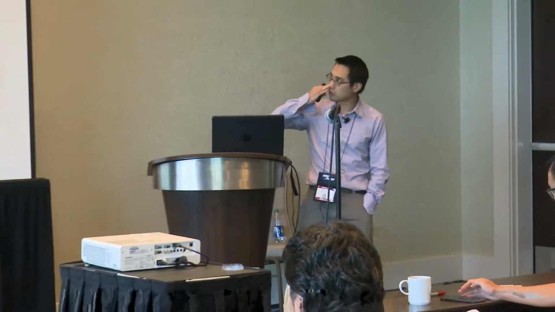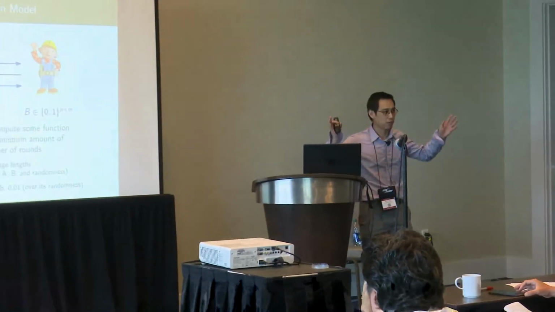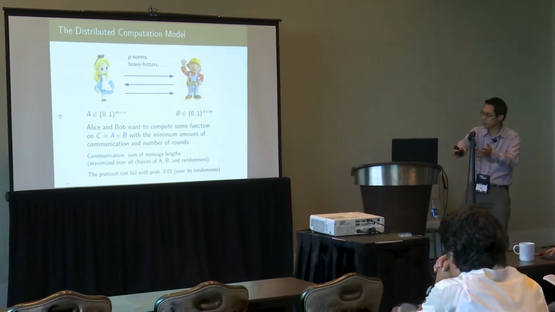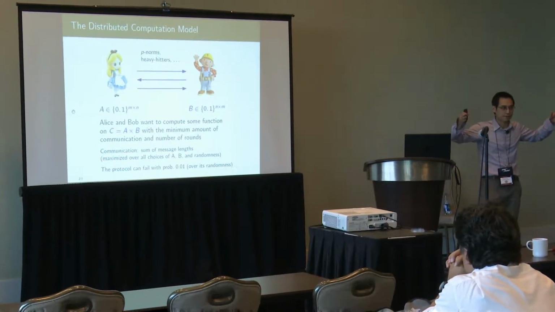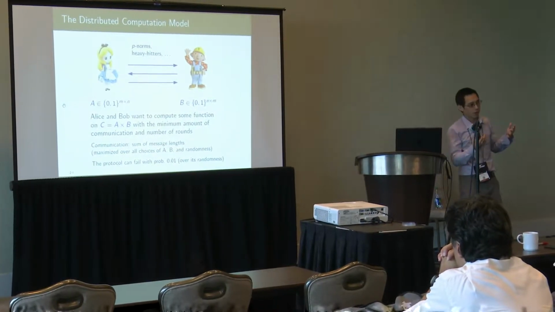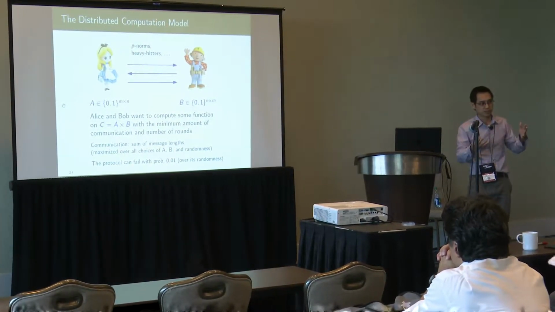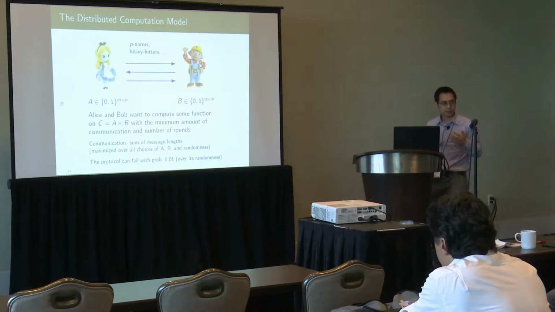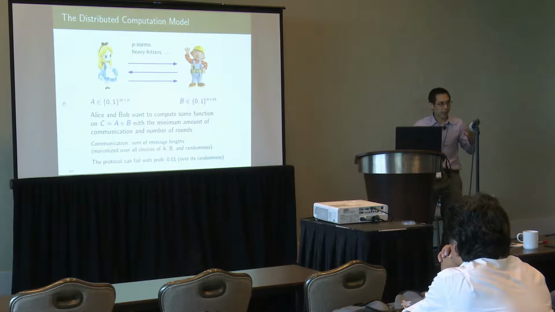This is joint work with David Woodruff from CMU. We studied the following problem, in the distributed model, where we have two parties, Alice and Bob. Alice has a piece of data, and Bob has a piece of data. Here you can think both of them have a matrix, and they want to compute some function on the product of these two matrices.